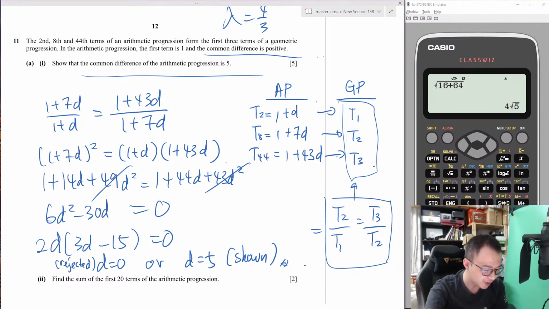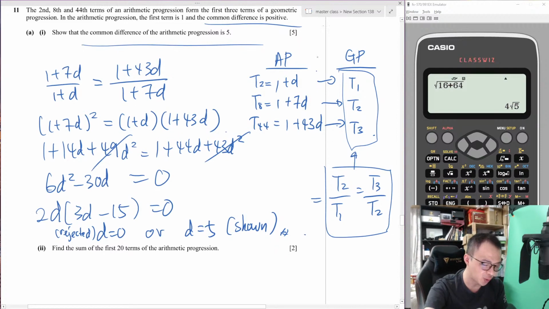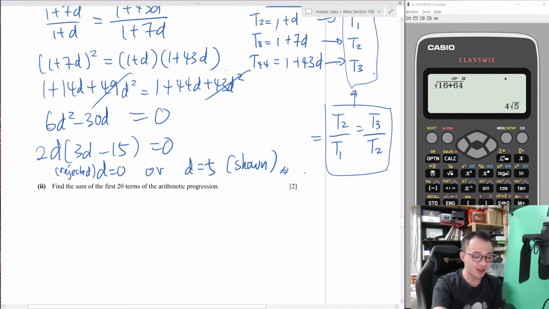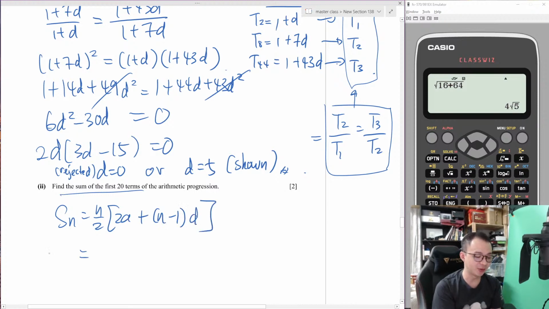Alright. So find the sum of the first 20 terms of the AP. So after I got the D already, the sum of the first 20 terms, Sn formula is n over 2, 2a plus n minus 1 d. Okay, this formula will be given, so no need to worry. No, sorry, only given for SPM students. IB students, you have to memorize it yourself.